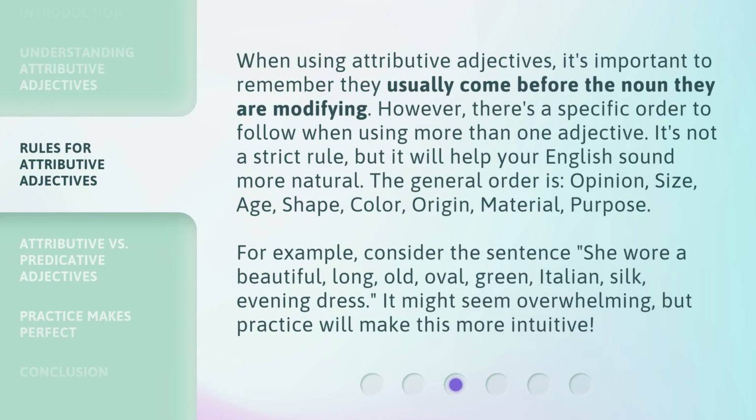When using attributive adjectives, it's important to remember they usually come before the noun they are modifying. However, there's a specific order to follow when using more than one adjective. It's not a strict rule, but it will help your English sound more natural. The general order is opinion, size, age, shape, color, origin, material, purpose. For example, consider the sentence, she wore a beautiful, long, old, oval, green, Italian, silk, evening dress. It might seem overwhelming, but practice will make this more intuitive.